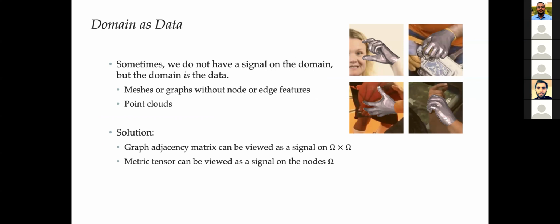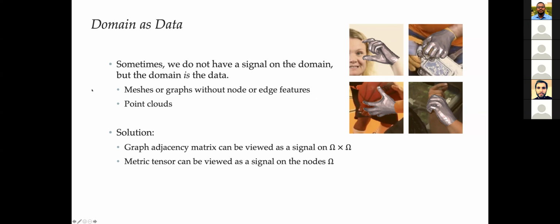So far I've said that the data are signals on our domain. There are some cases where actually the domain itself is the data. One example would be a mesh. You can think of your mesh as a domain, but we just want to process the mesh itself. Another example could be point clouds, where each point just has a position in space and no other associated features.